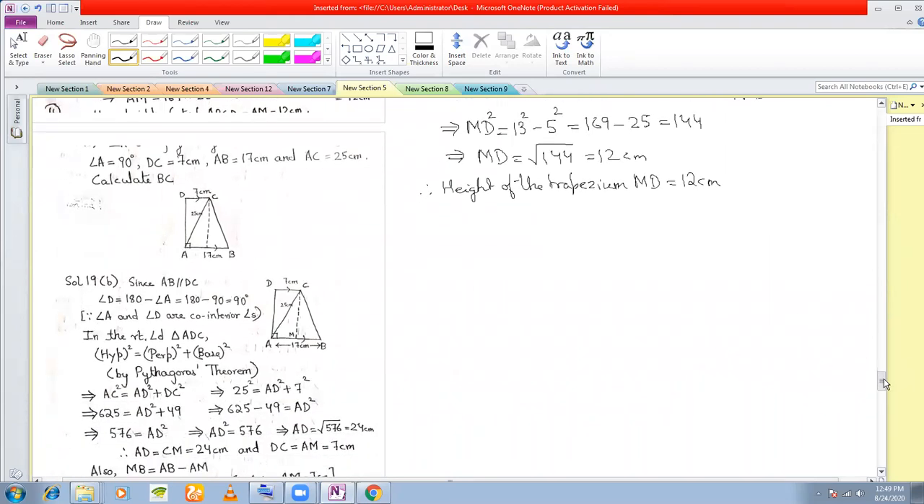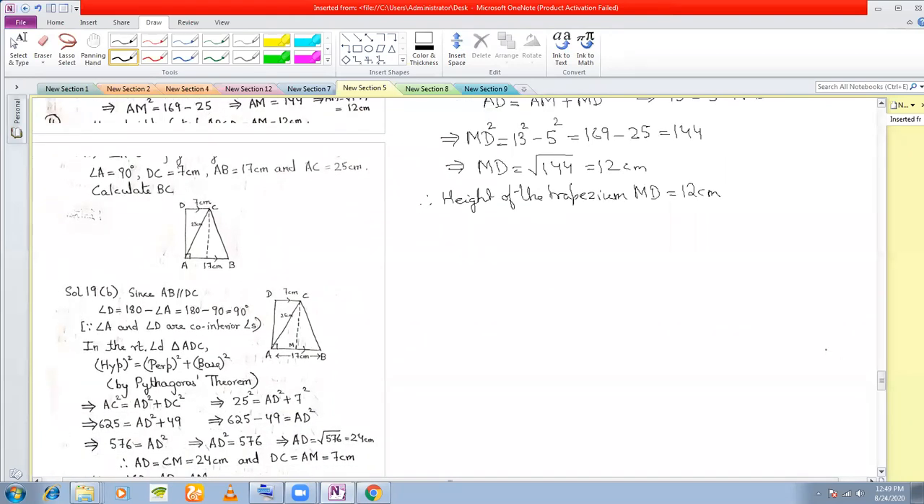Okay. Let us do the next one then. In this figure, it is given to you this length as 7 centimeters. This is given to be a perpendicular. This is given to be 25 centimeters. This entire length AB is given to be 17 centimeters. You need to find out the length of BC.